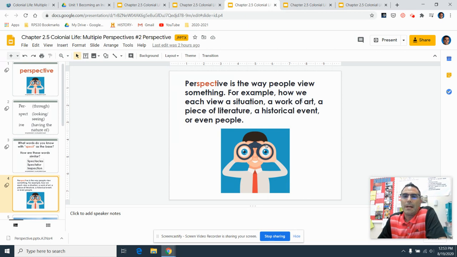For example, how we each view a situation, a work of art, a piece of literature, a historical event, or even people. Some people go see a movie, they love it. Some people go see a movie and they don't like it. Different perspective. You can have one friend tell you how great something is. Another friend might tell you they didn't like it at all. That's perspective.